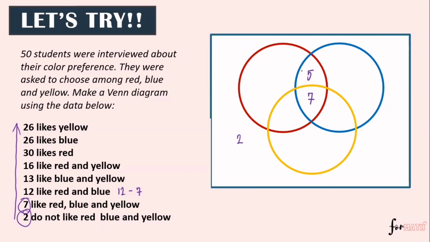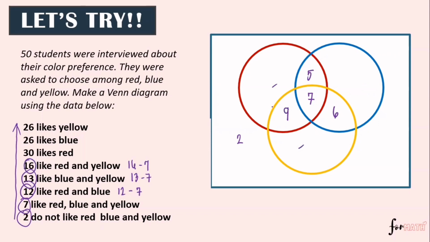Okay? Next. 13 likes blue and yellow. So we have 13 minus natin sa 7. So we have, dito naman natin ilalagay sa may blue, tsaka sa yellow. 13 daw. So which is, ang sagot natin ay 6. Okay, next is 16 daw ang may gusto ng red and yellow. Since may 7 ka na dito, so we have 16 minus 7. So we have 9. Okay?